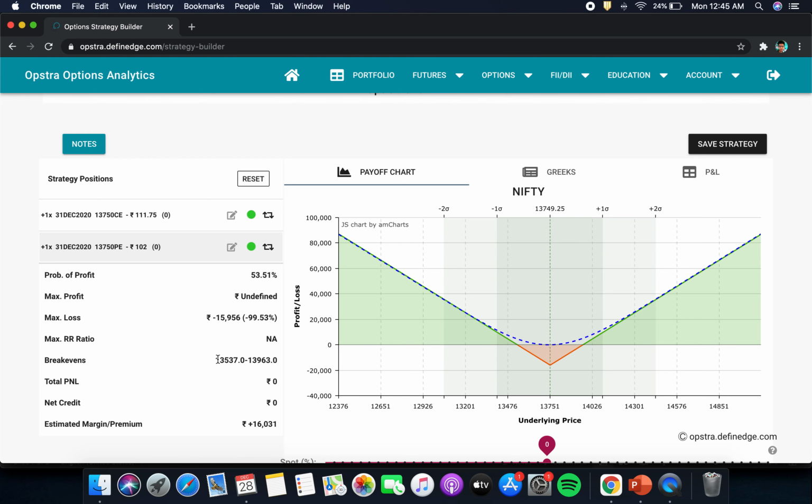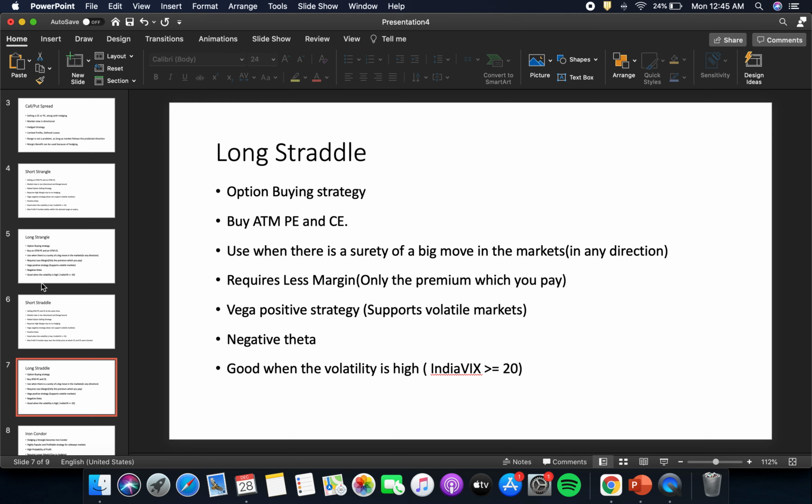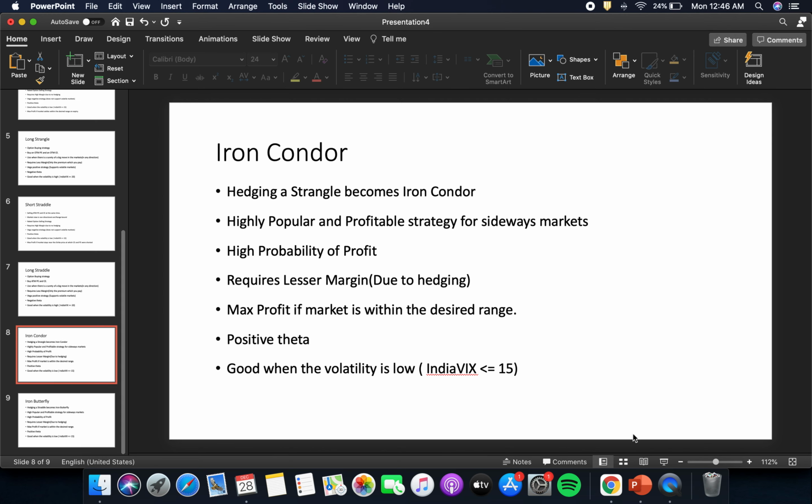I'm sorry. So this is the range where you're going to incur losses, and if Nifty starts going below 13,537 or above 13,963, that's when you're gonna make crazy profits. So I guess we are left with the last two.